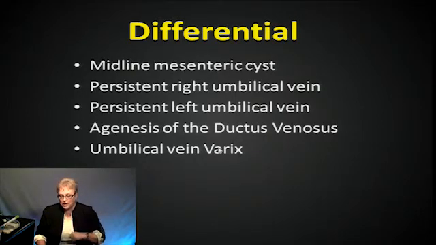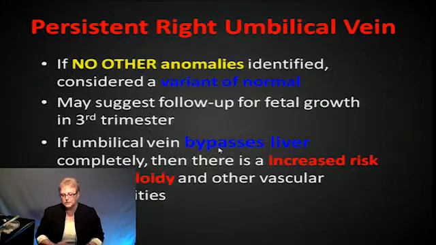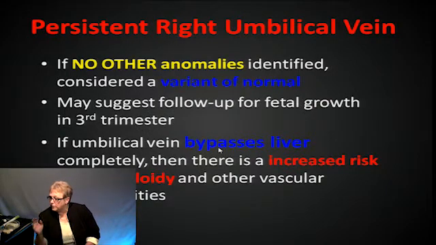If the left umbilical vein is compromised in early embryology, then you end up with a persistent right umbilical vein. So that's what this is, a persistent right umbilical vein. You've got to carefully look at the rest of the fetus. If there are no other abnormalities identified, it's just considered a variant of normal. Some centers will still go ahead and do a follow-up for fetal growth in the 3rd trimester, to make sure that the baby is growing well.